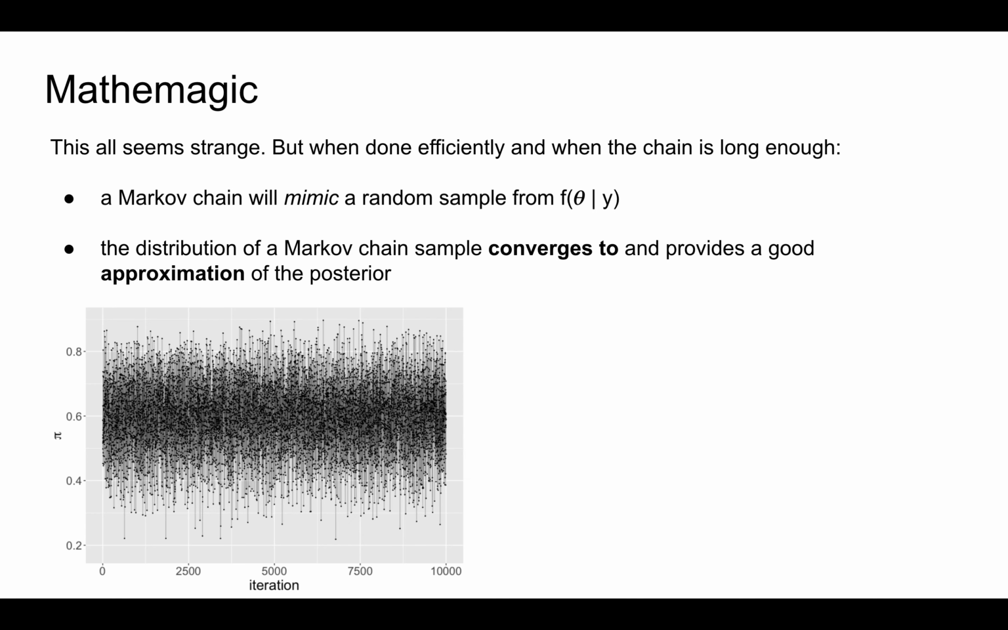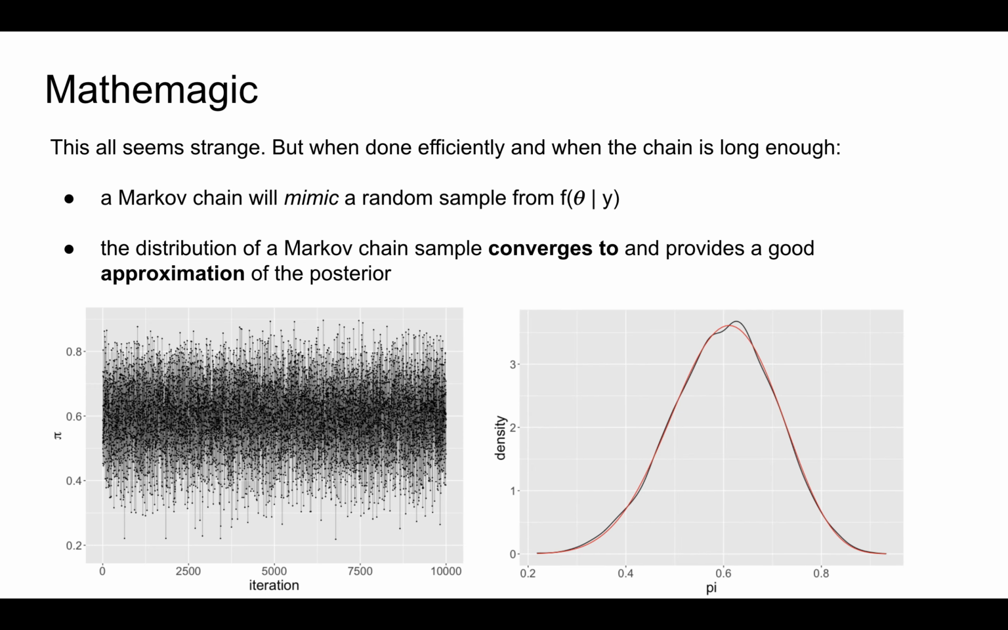For example, check out our final Markov chain simulation of 10,000 pi values for a beta binomial model. This chain provides an excellent approximation of the beta 12-8 posterior, despite the fact that none of the chain values were actually drawn from this posterior model. In short, by math magic, Markov chain Monte Carlo techniques can help us approximate posterior models that are otherwise too complicated to specify mathematically.